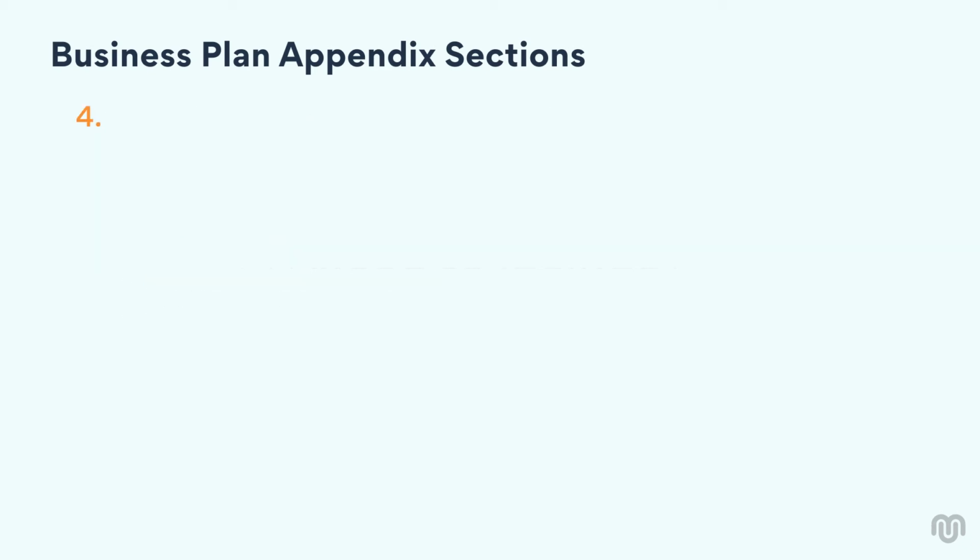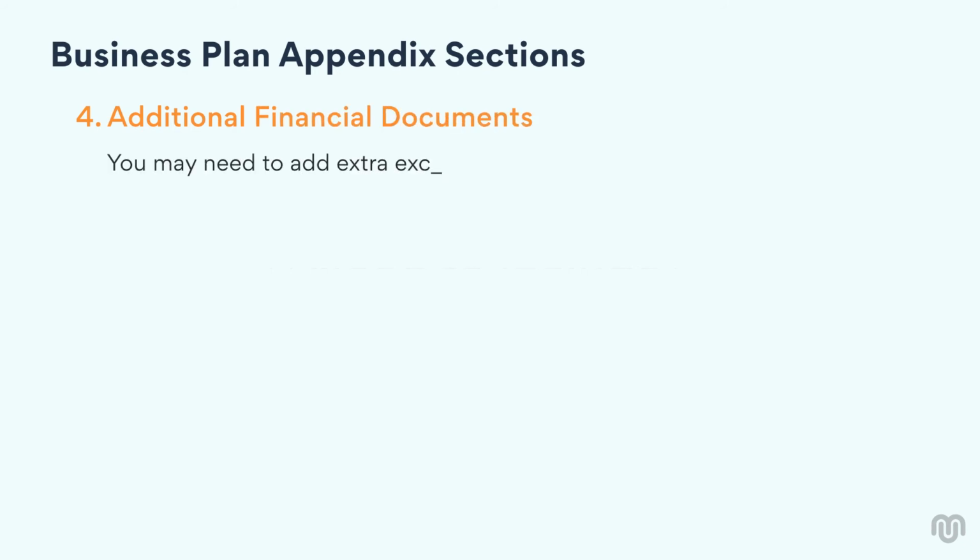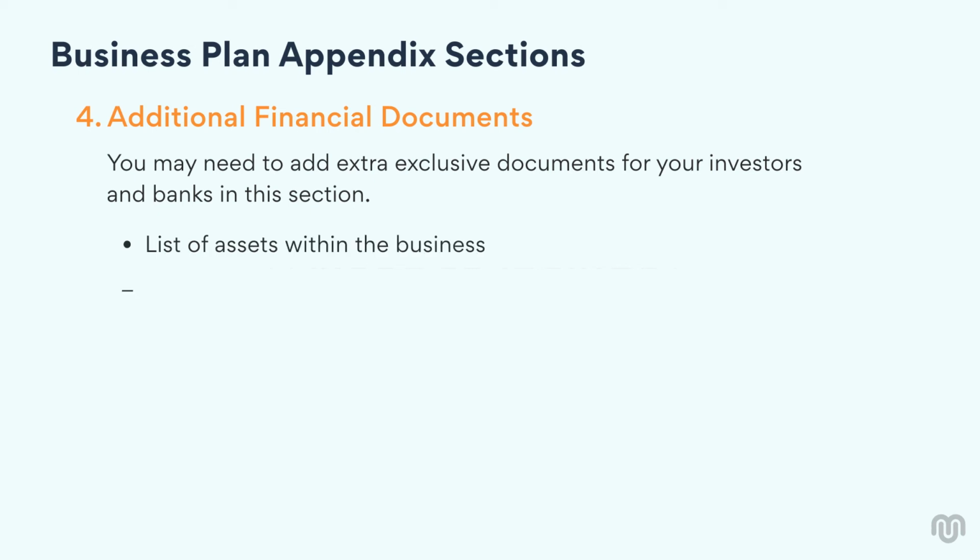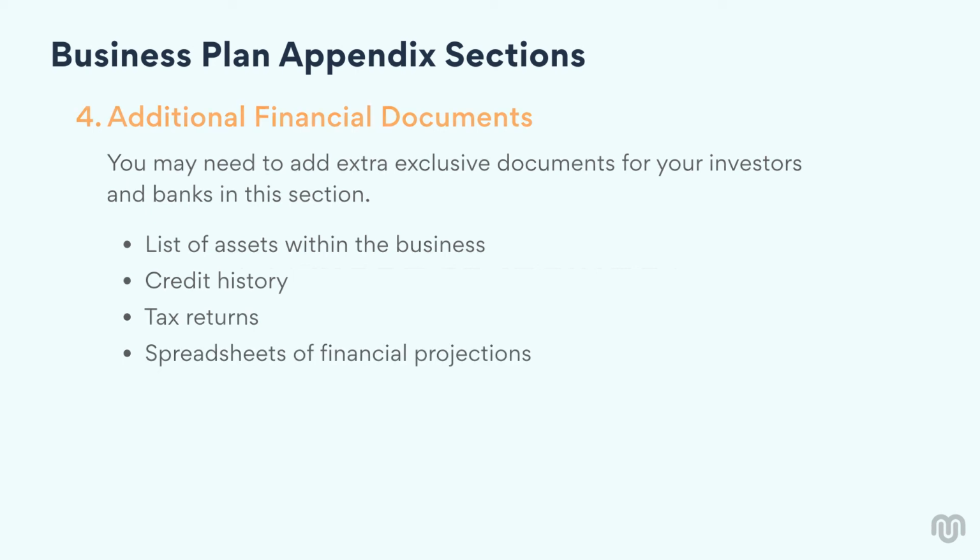Number 4. Additional financial documents. You may need to add extra exclusive documents for your investors and banks in this section. Some of the documents are a list of assets within the business, credit history, tax returns, spreadsheets of financial projections.